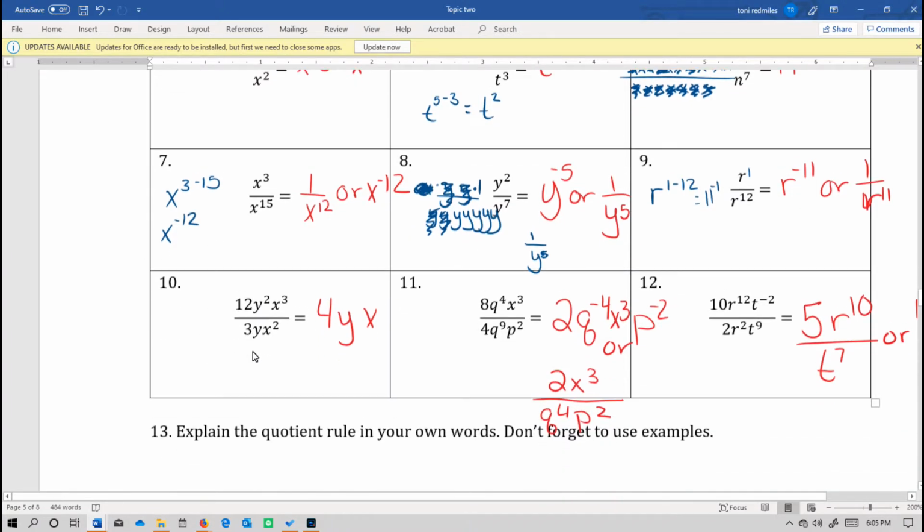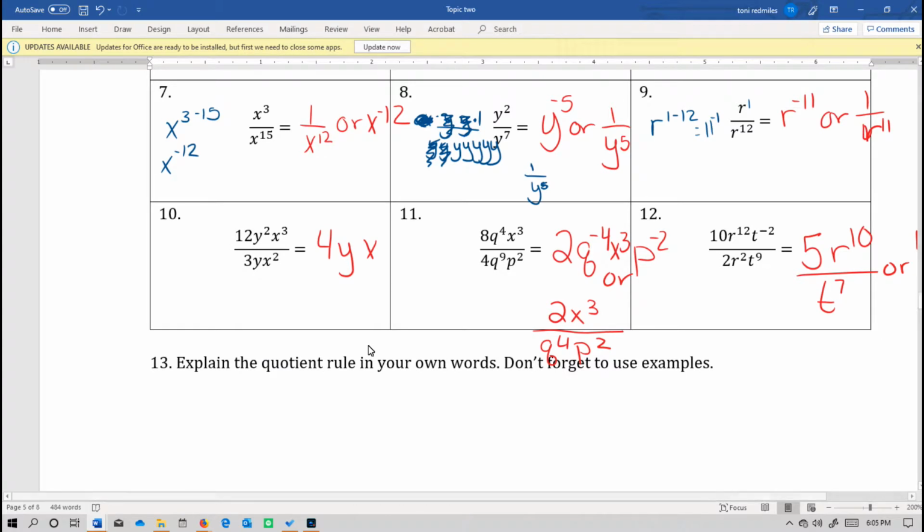All right, I think I'm going to model this one. So first, 3 goes into 12 4 times, so I know my answer is going to be 4. Okay, I'm going to have 2 y's on the top and 1, 2, 3 x's, and then I'm going to have 1 y and 2 x's. So if I cancel out one of my y's and 2 of the x's, I'm left with just 4yx.